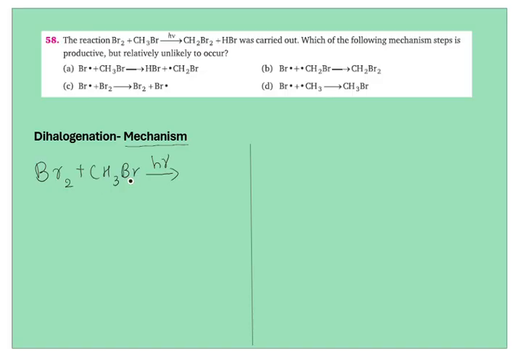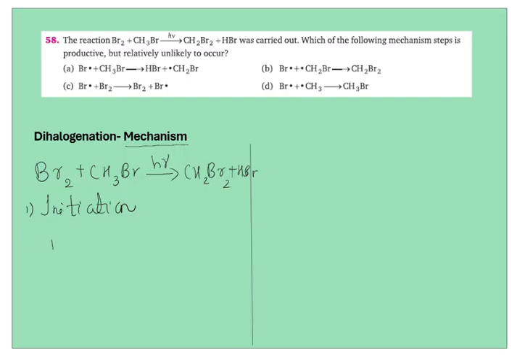Bromine reacts with bromomethane in the presence of sunlight to form a dibromo product, that is dibromomethane, and the byproduct is HBr. When you write a mechanism, you have to show how all the products are formed in the reaction step by step. There are three steps involved here. The first one is initiation. The second is propagation. The third one is termination. Let's discuss one by one.